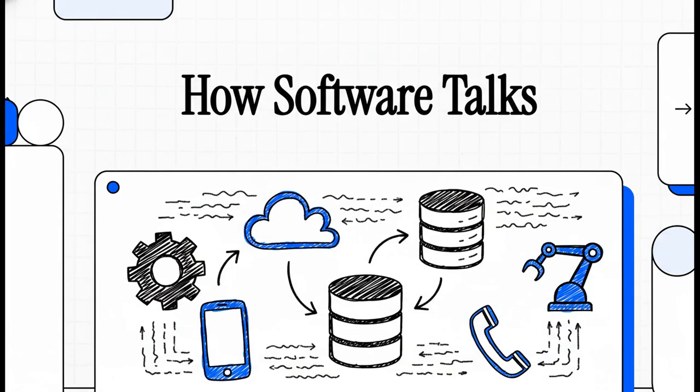All right, today we are pulling back the curtain on the hidden conversations that are happening inside your favorite apps all the time. We're going to explore 5 completely different ways that software components talk to each other, a process that tech folks call inter-process communication.